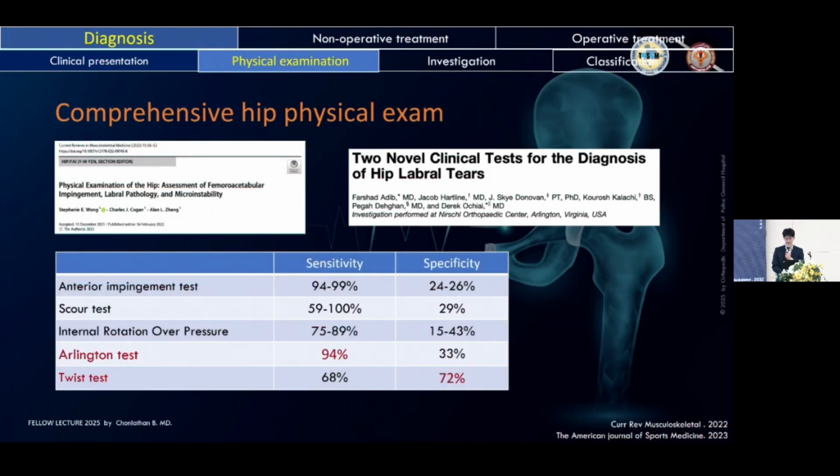Among the currently reviewed hip examinations like the anterior impingement test, scour test, or internal rotation overpressure test, all 3 have high sensitivity, about 90 to 100%, but their specificity is still low. From 2 novel hip examinations by Dr. Ardip in 2020, the Arlington test is more sensitive than the traditional impingement test at 94%, and the twist test is more specific than the traditional FADIR test at 72%.